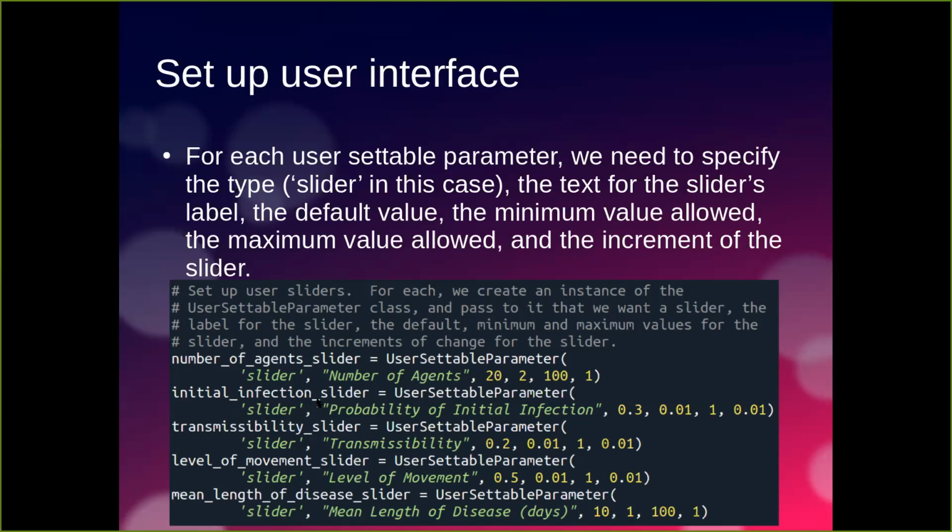I do the same thing with the initial infection slider, set that up as an instance of user settable parameter. I tell it that that's a slider, and that's my label, the probability of initial infection. My default is 0.3, and I want the user to be able to select anything from 0.01, so a 1% chance of infection at the start, to 100% chance, everybody's infected at the start. And I want the increment to be 1%, so they can change that by 1% each time. And so on and so on. So I just set up my 5 sliders in exactly the same way.